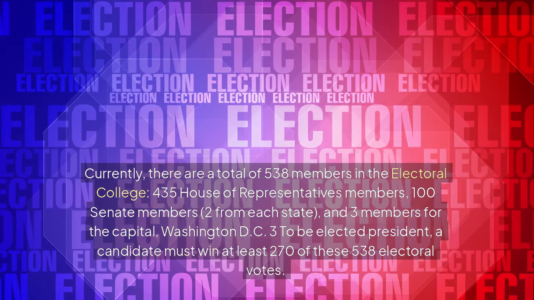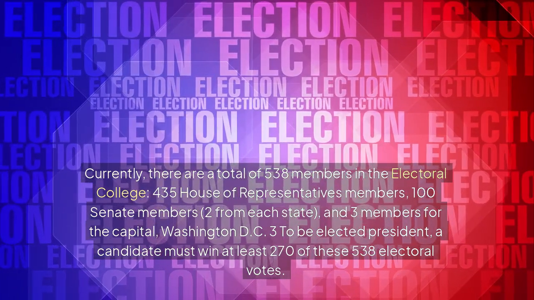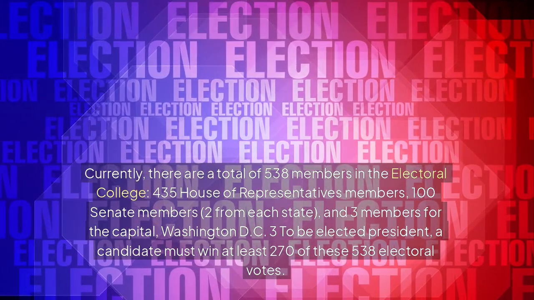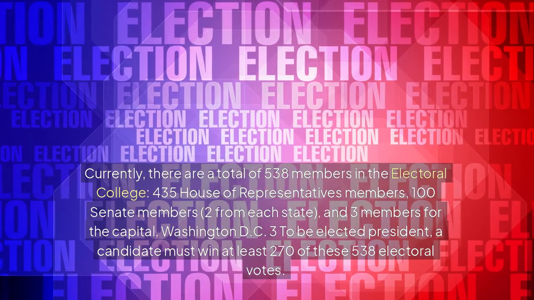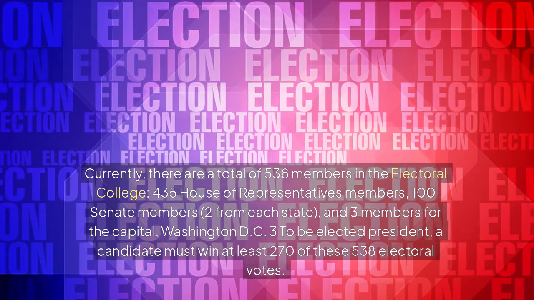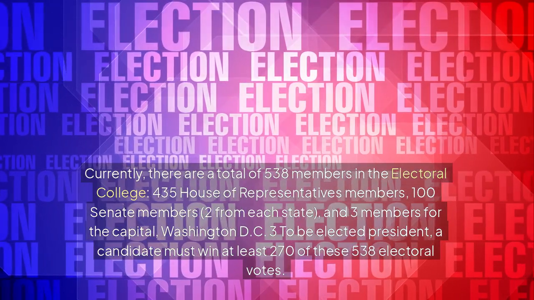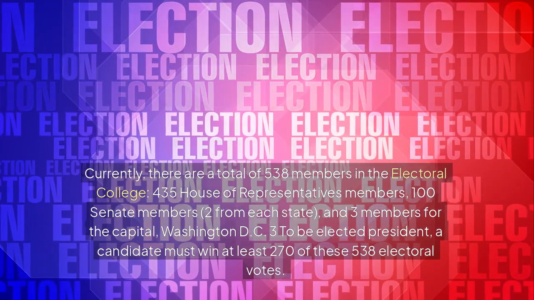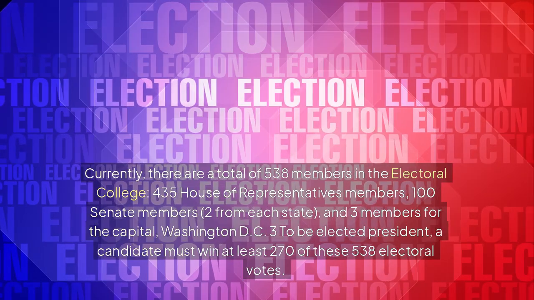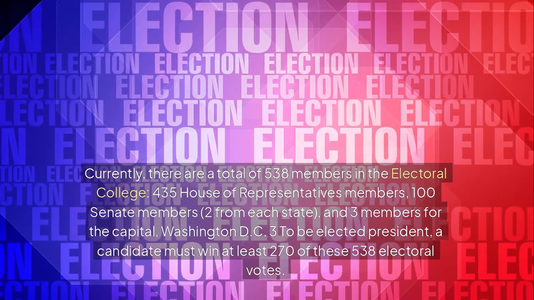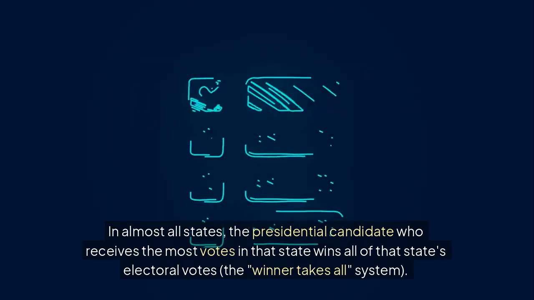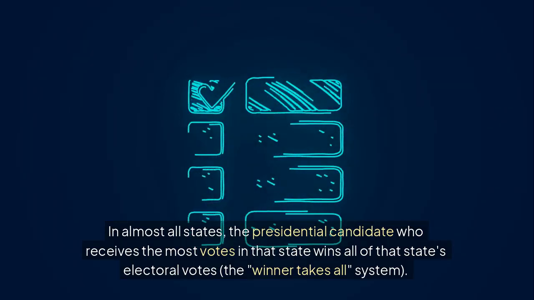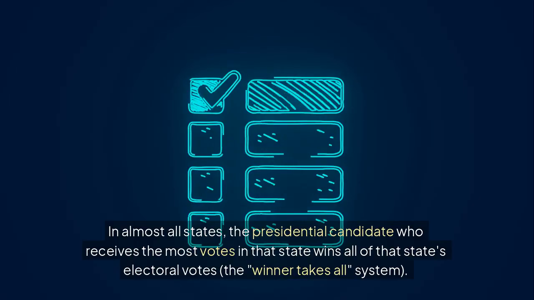Each state is allocated a number of electors equal to its total number of representatives in Congress, House of Representatives, and Senate. Currently, there are a total of 538 members in the Electoral College: 435 House of Representatives members, 100 Senate members, 2 from each state, and 3 members for the capital, Washington, D.C. A candidate must win at least 270 of these 538 electoral votes to be elected president. In almost all states, the presidential candidate who receives the most votes in that state wins all of that state's electoral votes, the winner-takes-all system.